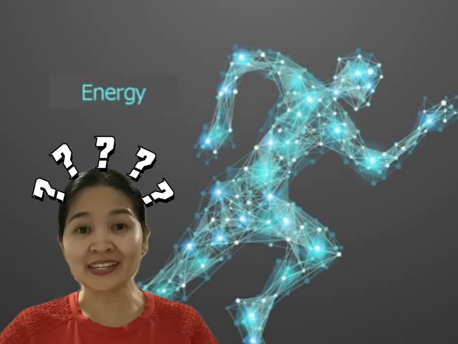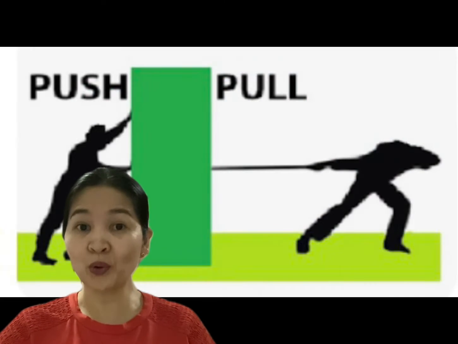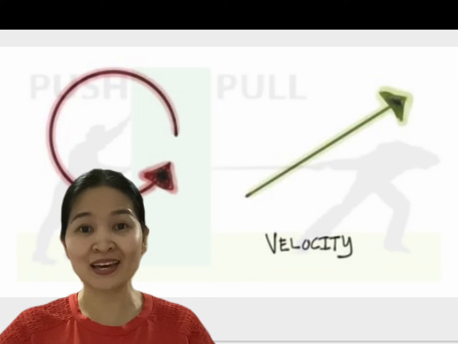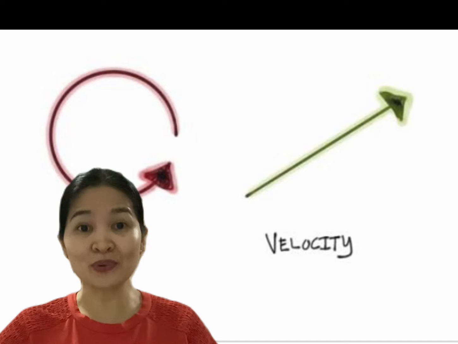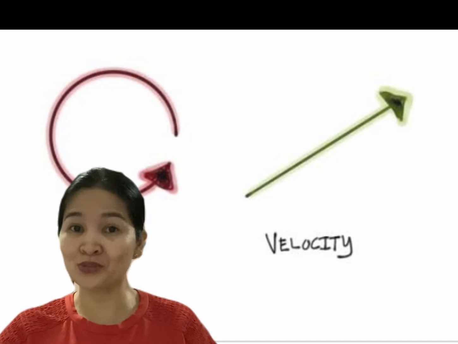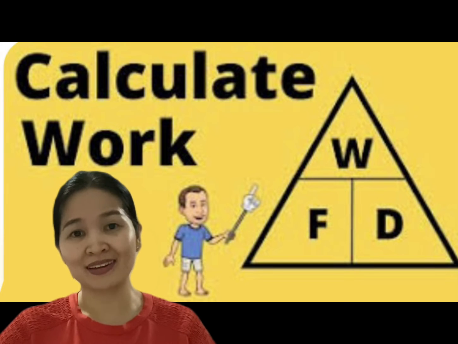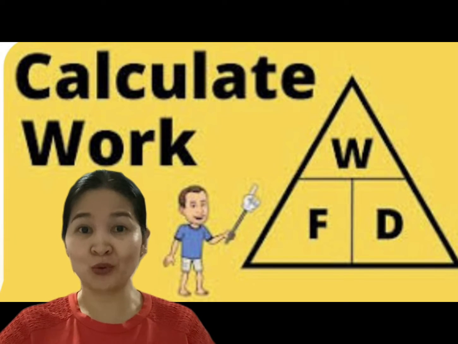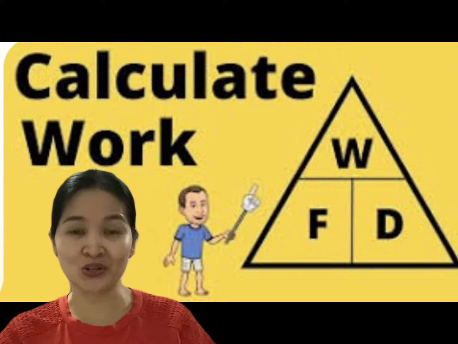What is energy? Energy is the ability to do work, and force is defined as the push and pull of an object with mass that causes it to change its velocity. Velocity is the rate and direction of an object's movement. These are all associated with work. Work is defined as the force acting on an object in the direction of motion.